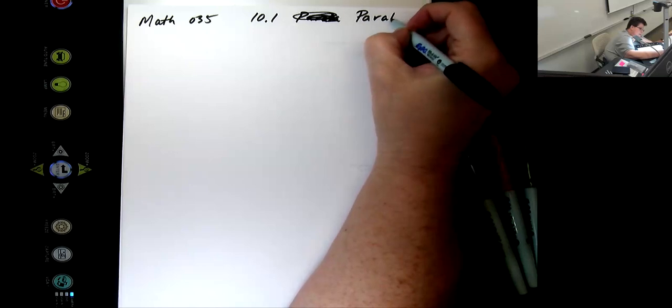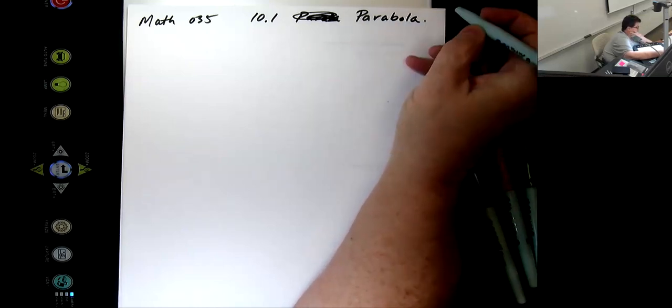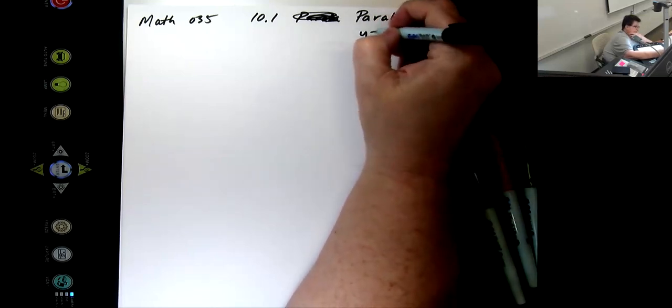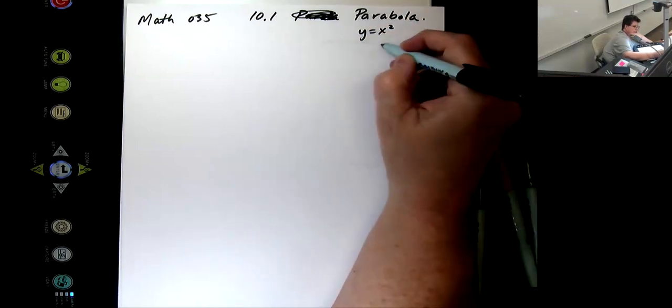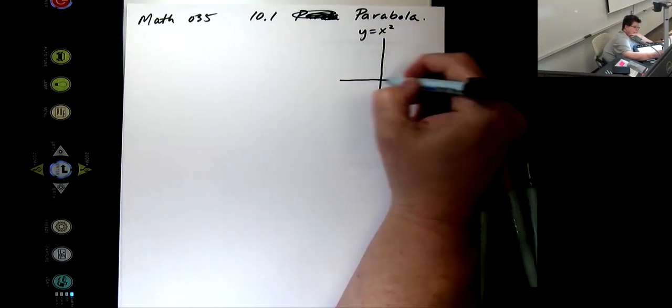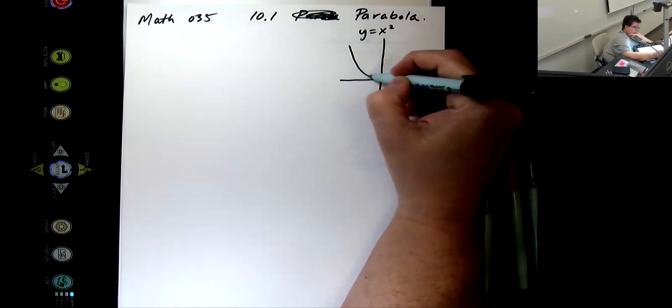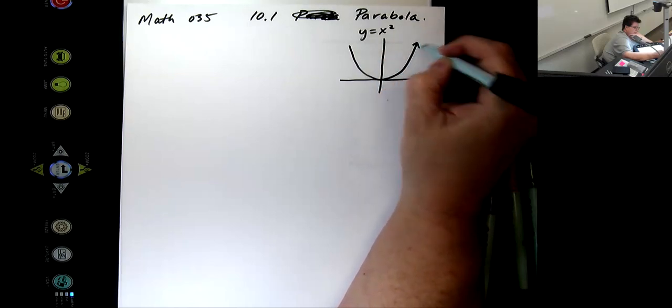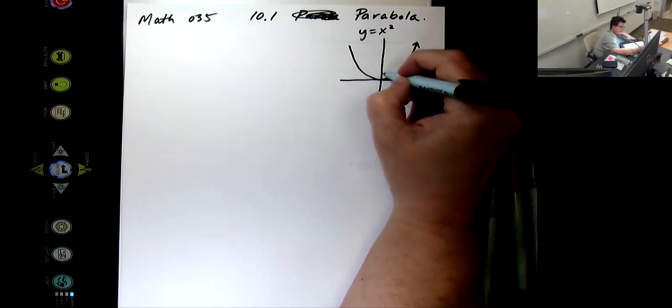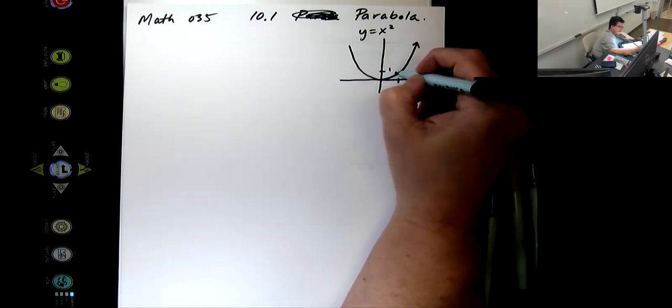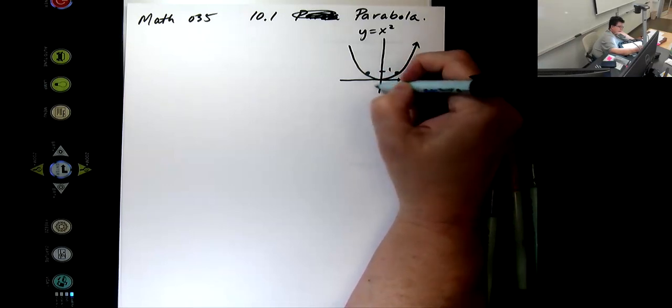Let's try spelling it right. You've seen this, y equals x squared. That is our generic parabola. You go right one, you go up one. Same thing to the left.